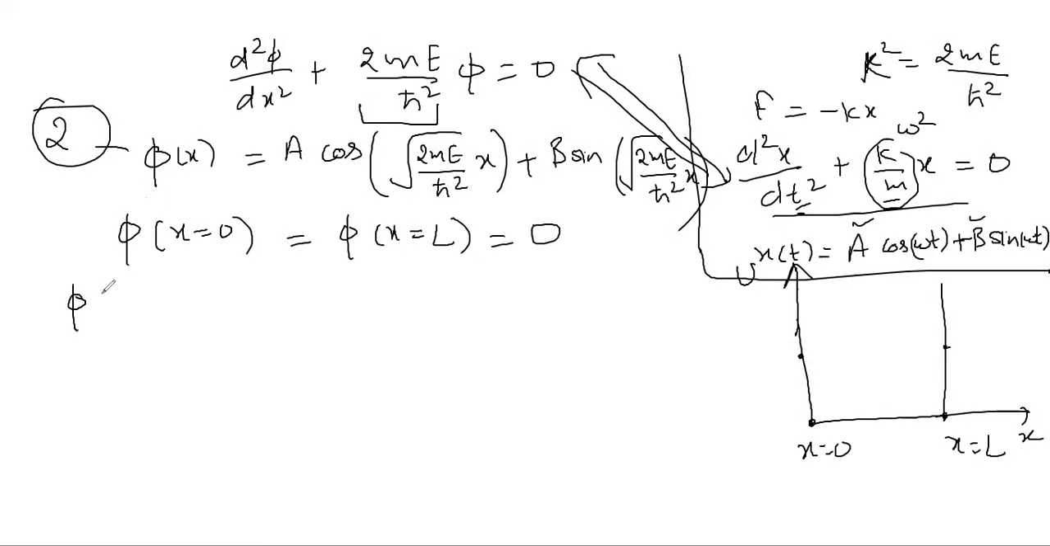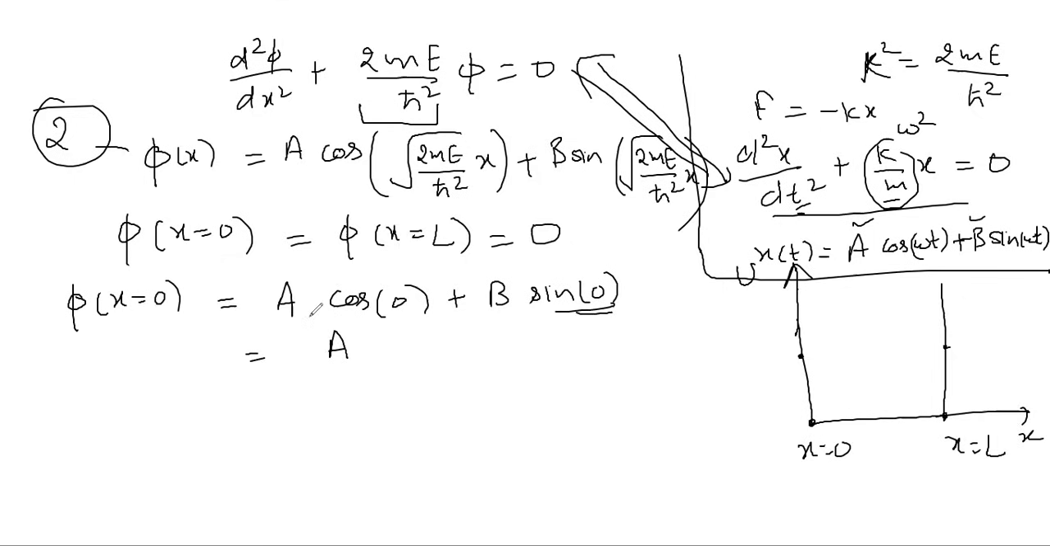Let's first put phi x is equal to 0. If you put x as 0, you get a cosine of this constant term multiplied by 0, plus b sine of 0. Sine 0 is 0, so you are simply left with a here. So that means from here you will simply have the cosine term in your expression.